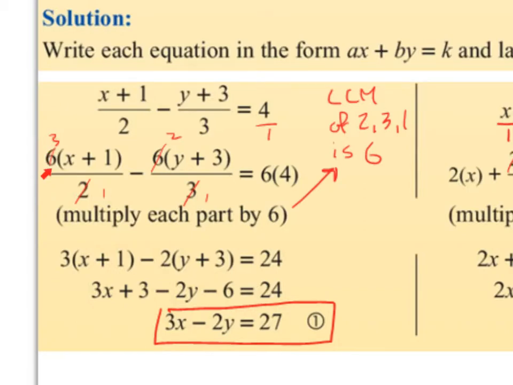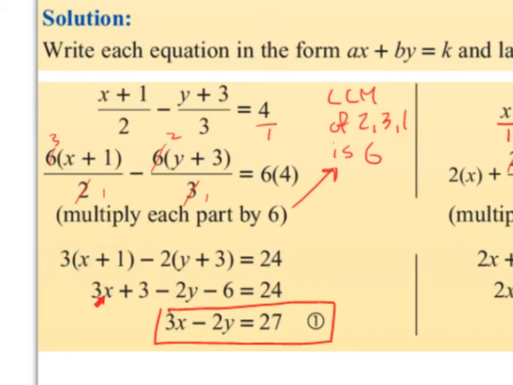Now 6 and 2 can be simplified. So 6 divided by 2 is 3 and 2 divided by 2 is 1. And likewise 6 and 3 can be simplified. 6 divided by 3 is 2, 3 divided by 3 is 1. So we end up with 3 times x plus 1, bring down the minus, 2 times y plus 3 is equal to 6 times 4, which is 24.